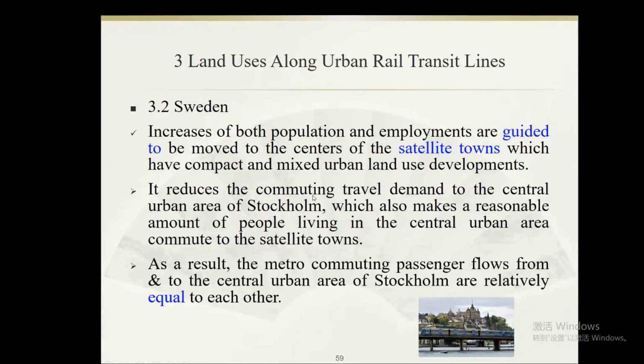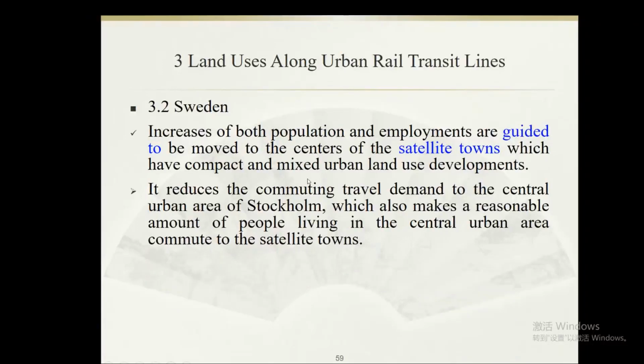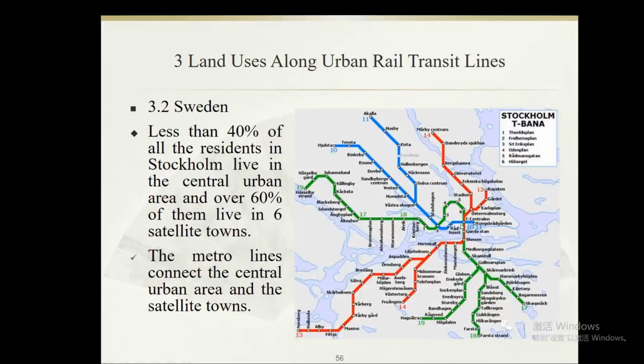As a result, the metro commuting passenger flows from and to the central urban area of Stockholm are relatively equal to each other. In other words, every day somebody in the morning will move to the satellite towns to work, and somebody will move to the central area. They are almost equal, and not much. The passenger flows are not that much more, okay?